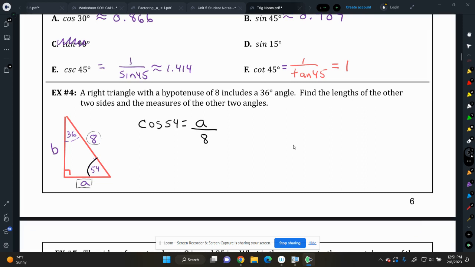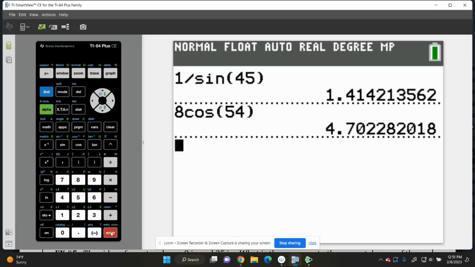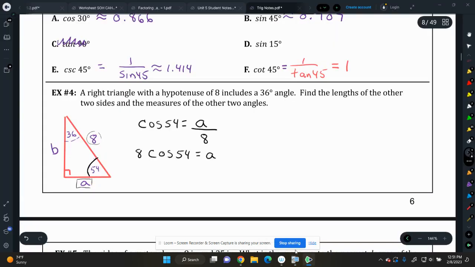Okay. So in order to solve for A, I'm going to multiply both sides by 8. 8 times the cosine of 54 equals A. So we're going to go to our calculator, and we're going to do 8 cosine 54, and I get 4.702. So A is approximately 4.702. Okay.